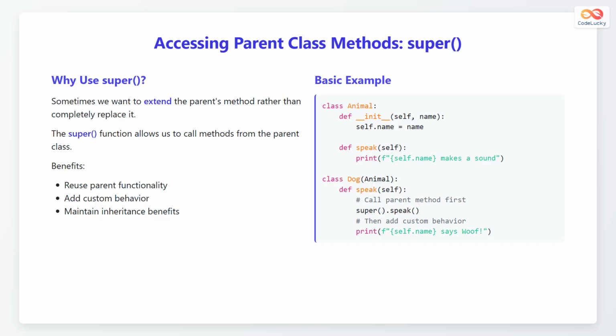The class Animal has an init method and a speak method. The speak method prints the statement with the animal's name and the sound that animal makes. The Dog class inherits from Animal and overrides the speak method. Inside the overridden speak method, we first call super().speak, which calls the parent speak method, and then we add custom behavior by printing the statement with the animal's name and the sound a dog makes.